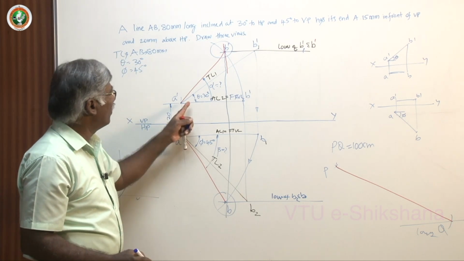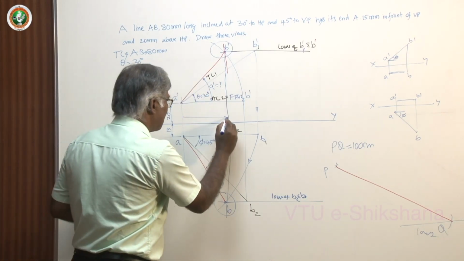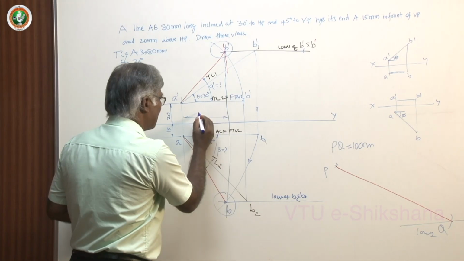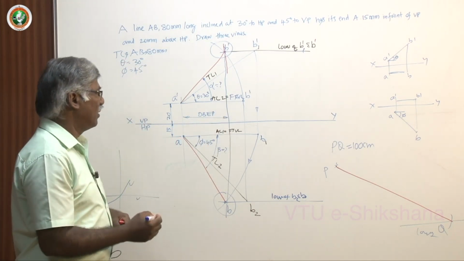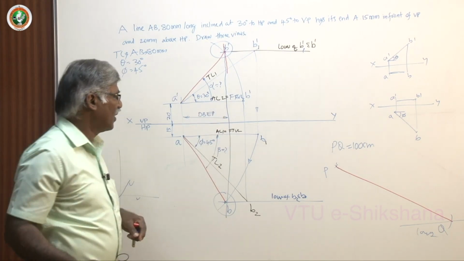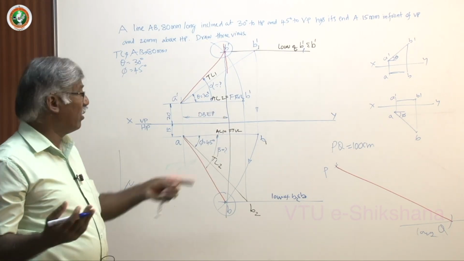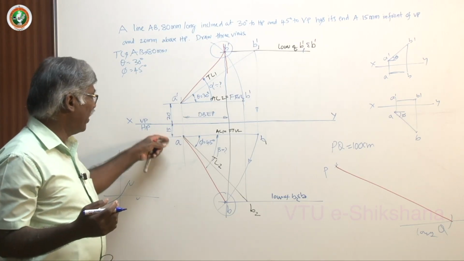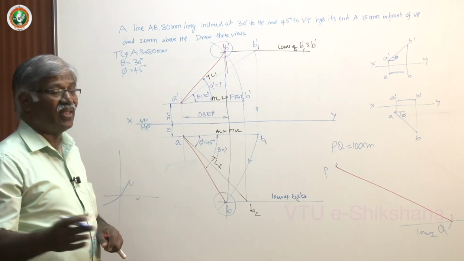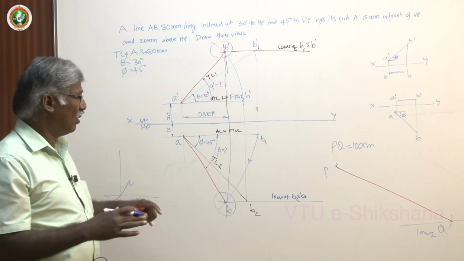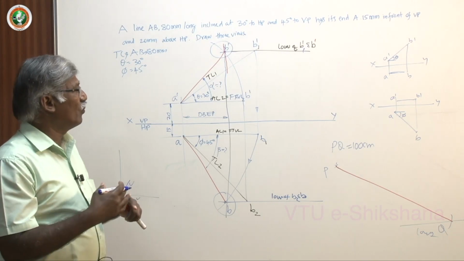AB is the top view, A dash B dash is the front view, and this particular distance is referred to as the distance between end projectors, or final projections. Normally in questions you get data on the distance between end projectors and one end of the line, and the inclination of the line with respect to VP or HP. They may or may not give it. It all depends; they give a question suitably so that you have to draw the projections.